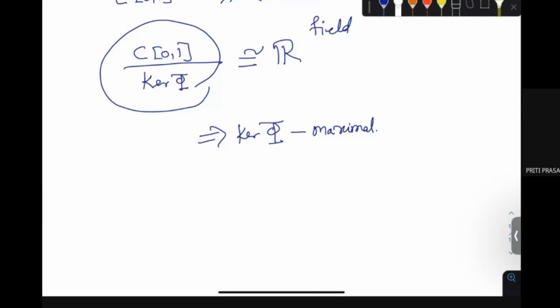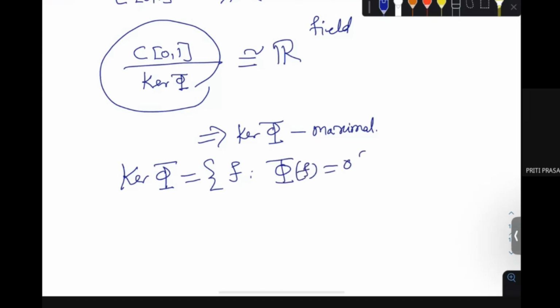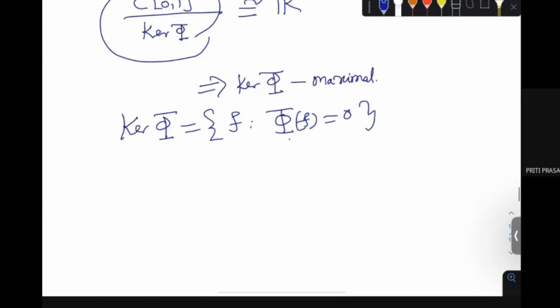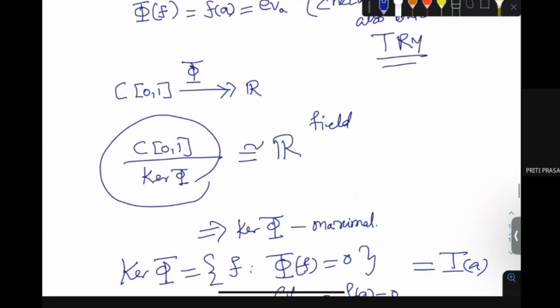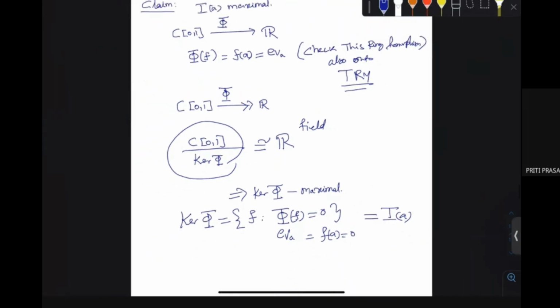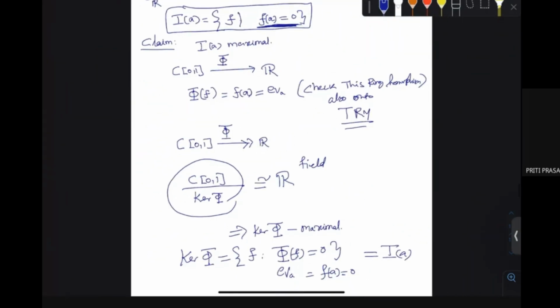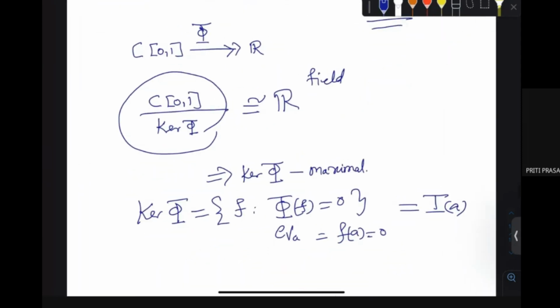But what is the definition of the kernel? Kernel of phi is the set of all functions f such that phi of f is the zero element in the real numbers. But what is phi? This is evaluation at A. That is f at A equal to 0, which is exactly I_A. Look at the definition of I_A. I_A is the set of all functions vanishing at A. The kernel here is this one.